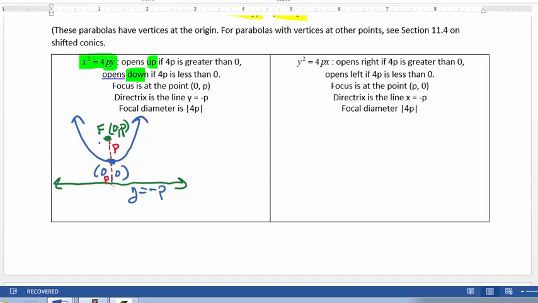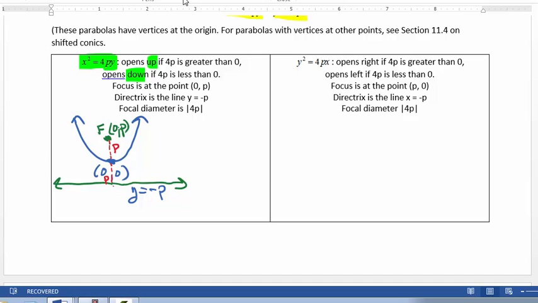The one that opens down, this picture would just be reversed. The directrix would be above the curve, and the focus would, again, be inside the curve. So you just have this whole thing flipped over, and that would be the situation if it opened down. Okay, so that's the one form.